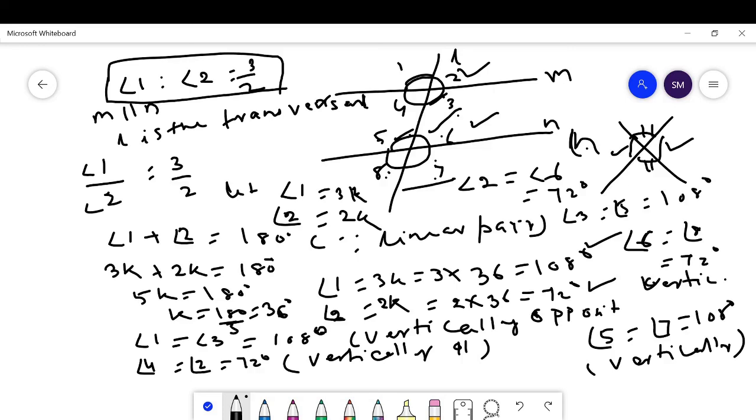Today this much. Now we have discussed some problems on transversals and parallel lines. Please note them down. We will continue this in my next class.